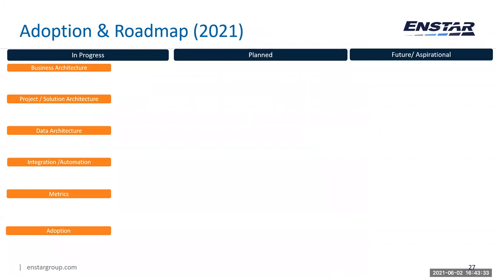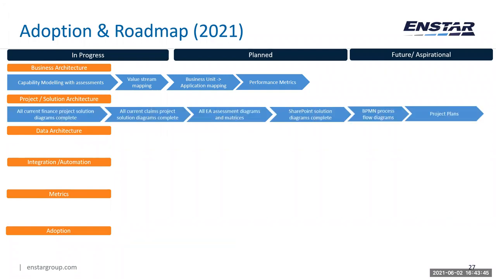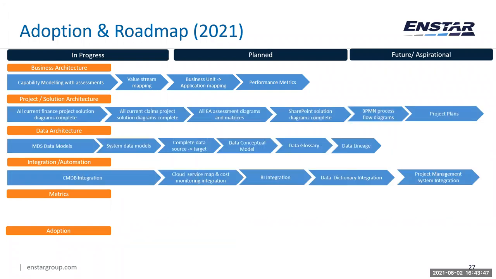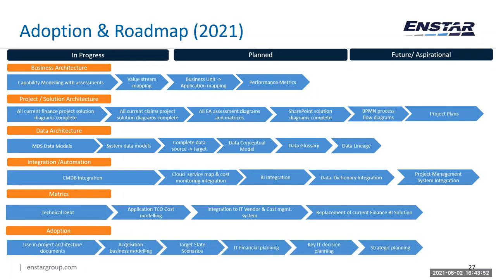So the application roadmap for us: we've done quite a lot already in, I think it's one year now since we purchased the tool. And we have more things planned in 2021 and beyond. For business architecture, we want to do more performance metrics. We want to do more subjective analysis on the capability maps, business unit to application mapping, and drill down to level two and level three capabilities.